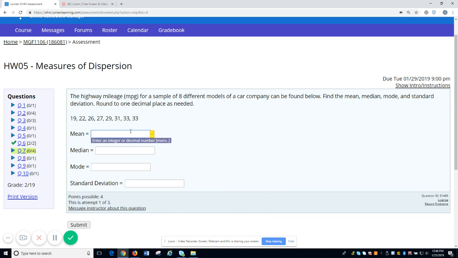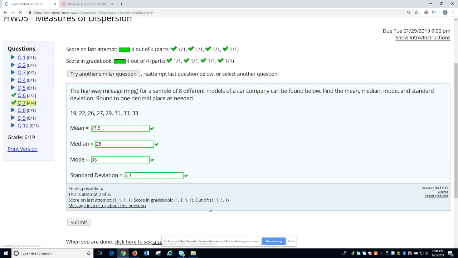Well, let's see what happens. Yay. Okay. All right. I'm also going to include the video that will help you learn how to calculate standard deviation with your scientific calculator, so that it's a little faster.